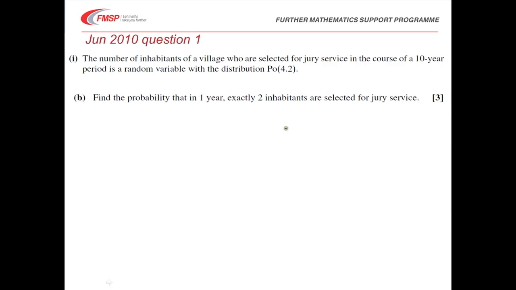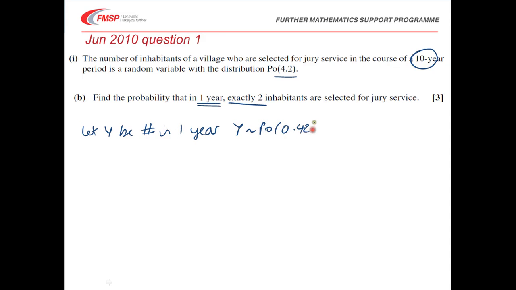So we're then asked to find the probability that in 1 year exactly 2 inhabitants are chosen. So you need to realize this is a 10-year period of Poisson 4.2. So let y be the number in 1 year. So what it turns out is that y can be modelled as a Poisson of 0.42. If we expect 4.2 in 10 years, we would expect 0.42 in 1 year. Now, you don't have a Poisson table for 0.42, so we have to realize that we're going to need to use a formula, and there is one. It's the probability that x equals a specific value is equal to e to the minus lambda times lambda to the power of r over r factorial.